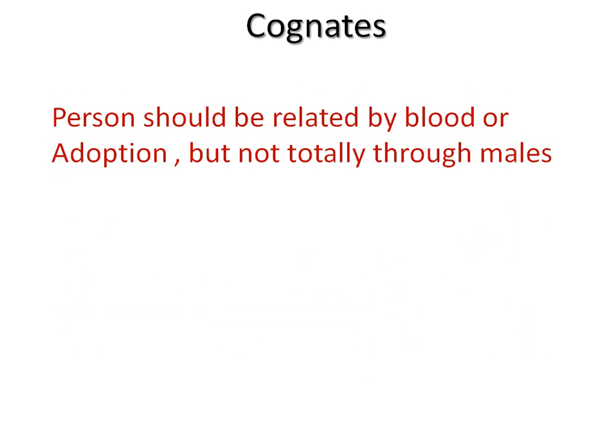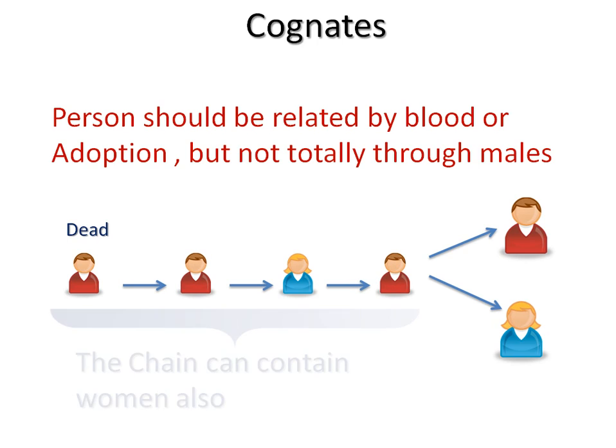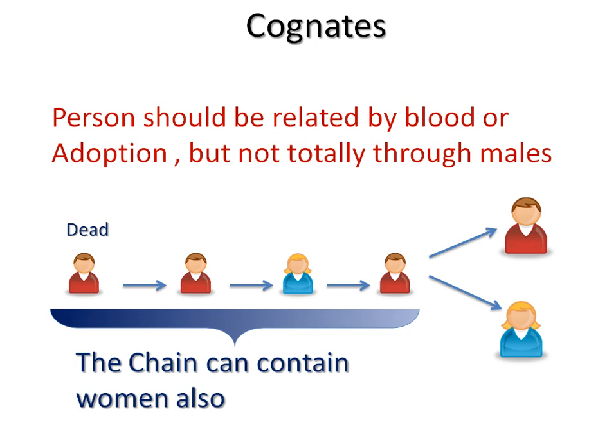In the same way, cognates are very much the same, but the only thing is that in the whole chain, a female can also appear. So now you can see the chain can also contain a woman. So these are cognates.